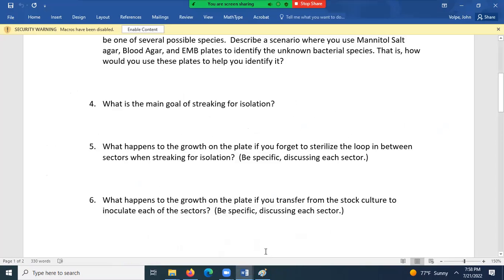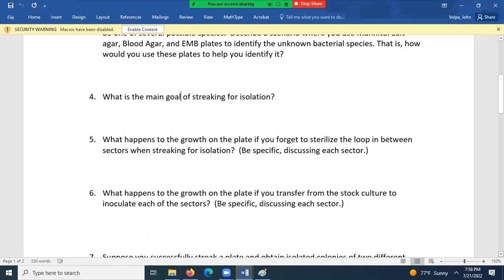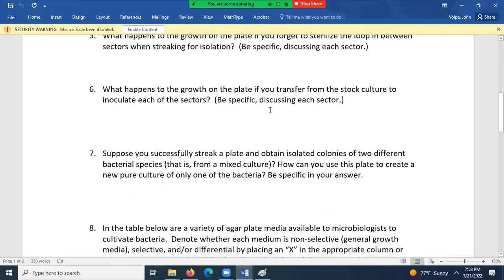What I'll be looking for is a difference between 5 and 6. And if you discuss each sector, I should be able to see that difference. 7, suppose you successfully streak a plate to obtain isolated colonies from a mixture of 2 different bacteria species. How can you use this plate to create a new pure culture of only 1 bacteria? Be specific in your answer.